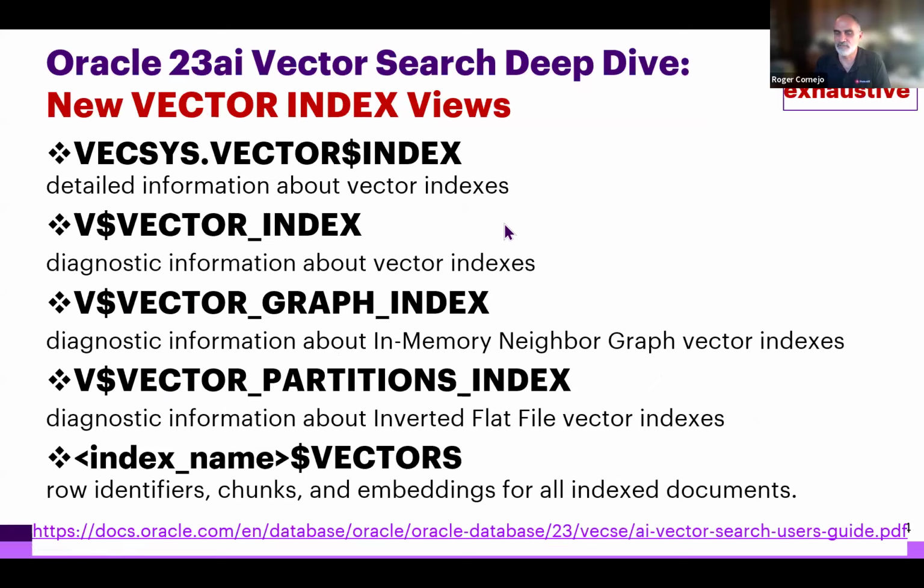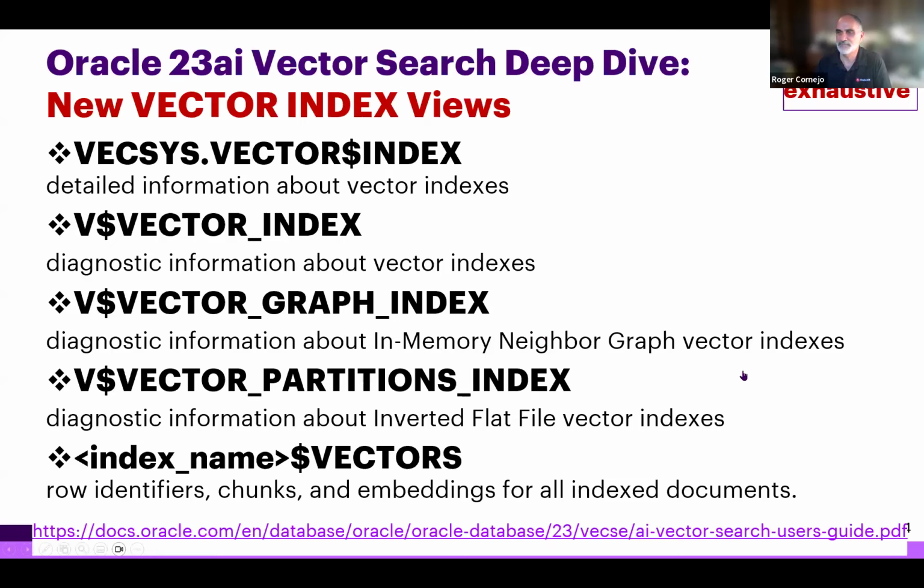Some new views. Oracle has now introduced new views so that you can understand what's in your vector indexes. The first one, VECSYS, I guess that's the owner, V$VECTOR_INDEX, gives you detailed information about your vector indexes. We can get diagnostic information about the vector indexes from there. And if I want diagnostics about the in-memory neighbor graph indexes, there's a V$ view for that, and also for the inverted flat file index, they have another V$ view. And for your own specific index, you can get details with the index name dollar vectors, and that will tell you some details about how the index is set up for each document. The reference here is the AI Vector Search User's Guide that Oracle put out.